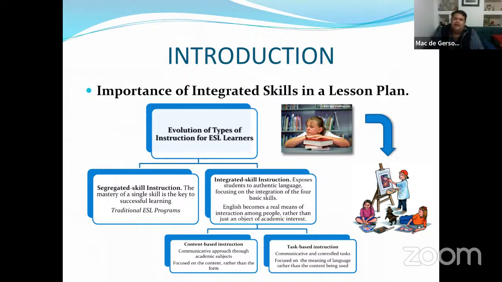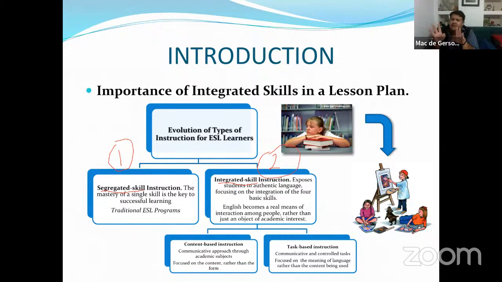Okay. So the evolution of instruction of ESL. ESL stands for English as a Second Language Learners. And then we have two types: the segregated skill and the integrated skill. Segregated means separated. It means to have the skill or the activity separated.